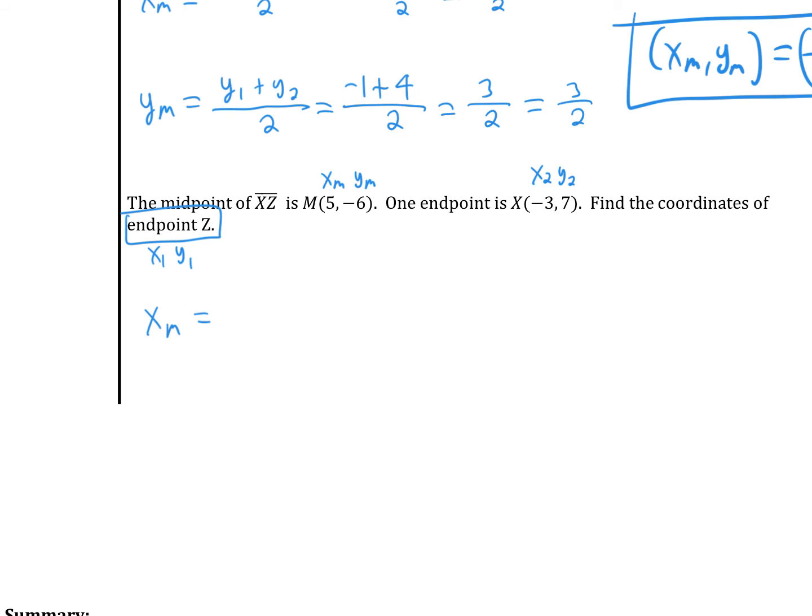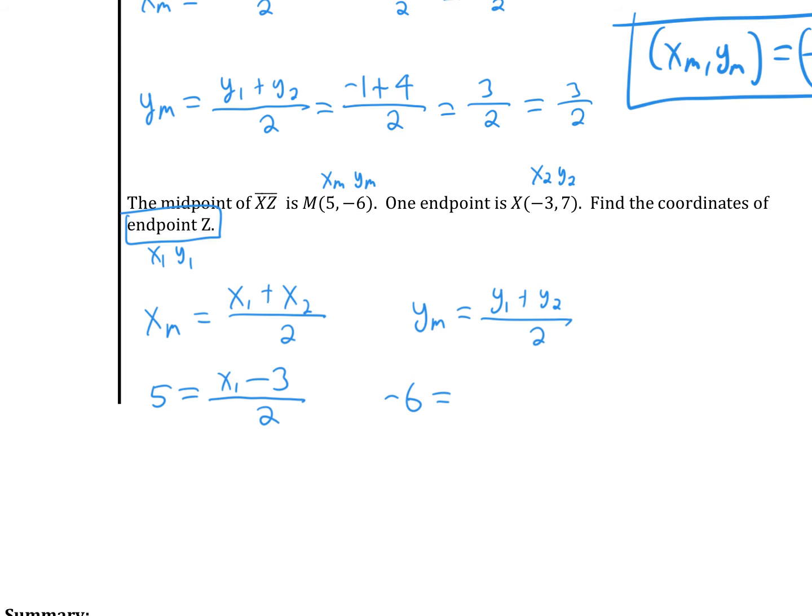Midpoint, what do we do? Add them together and divide by 2. And ym equals y sub 1 plus y sub 2 over 2. So we're going to plug in what we know here. We know the x sub m is 5. x1 we don't know, plus x2. Okay, here's a little bit weird. It's plus negative 3. What I'm going to do instead of plus negative 3 is I'm going to write minus 3. Okay, it's the same thing, all over 2. Y sub m is negative 6, equals y sub 1 plus 7 all over 2.